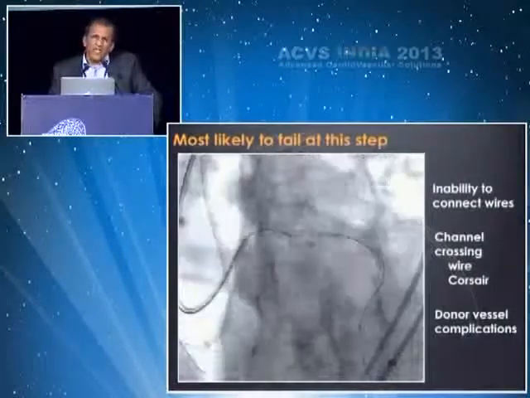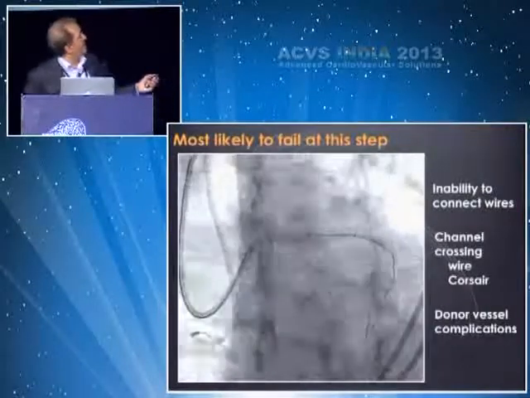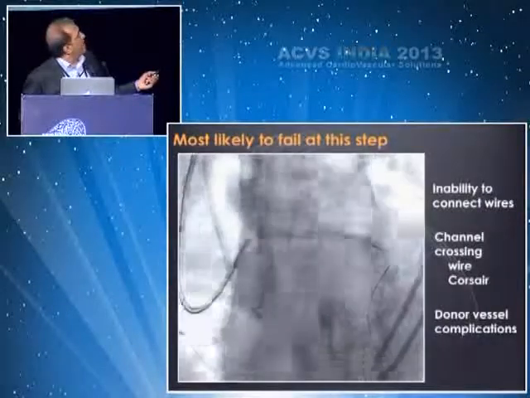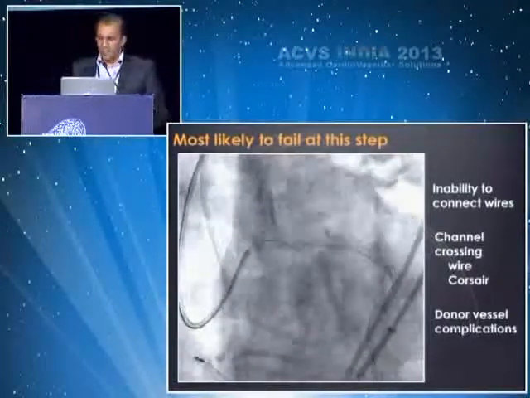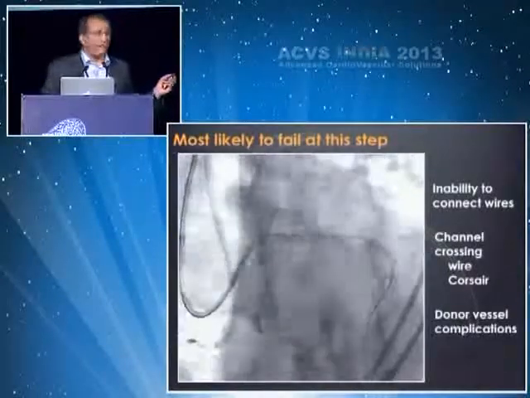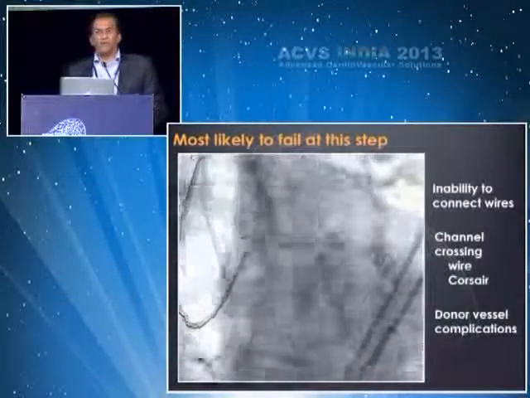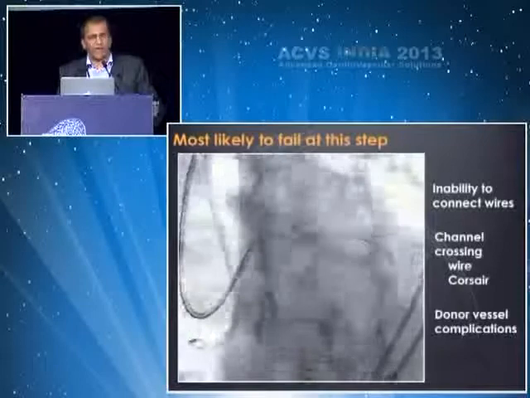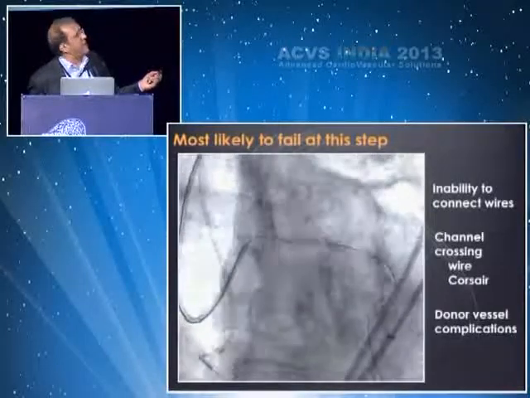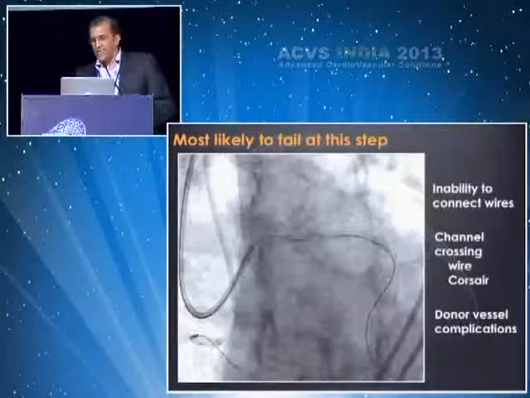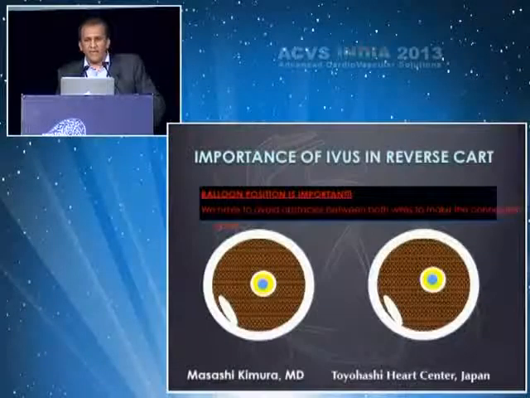This is the most likely step to fail in practice, and this is one of my 3 failures. We did an LAD, a heavily calcified artery, and we just could not connect. This is after 4 hours of deliberating on this artery. We could get this far, this close, but we could not connect. And why did we not connect? If you notice, there's a huge chunk of calcium lying between the 2 wires, preventing our channels from meeting.